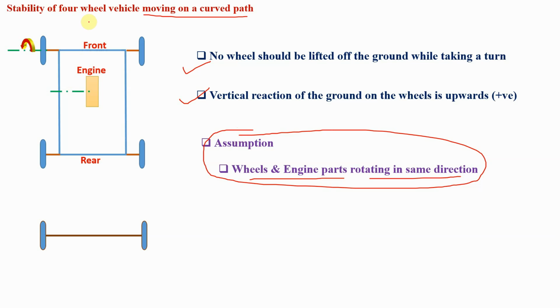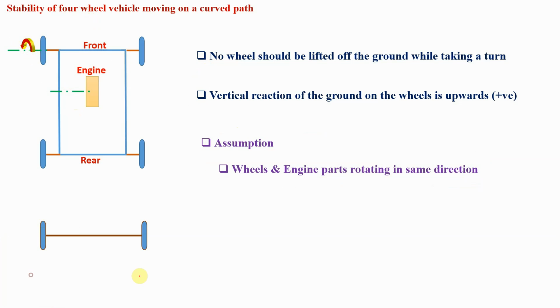Suppose the vehicle is moving in the forward direction, so the wheels will turn this way, and we assume that the engine parts also are rotating in the same sense, like this. Now the velocity with which the wheels rotate, we'll call it omega w, and the velocity with which the engine parts rotate, we will call it omega e. Let us suppose that the CG of the vehicle is located at a distance of h from the rails or ground surface.